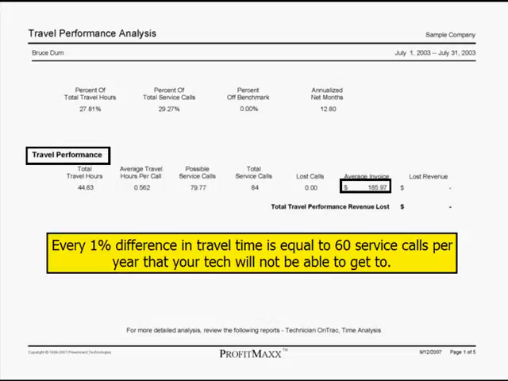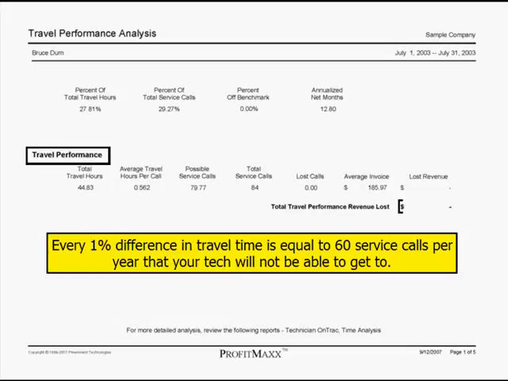Next, the average invoice is that technician's actual average invoice per billable service call. Bruce's average invoice was $185.97. So now we come to the lost revenue. The lost revenue is the number of lost service calls multiplied by this technician's actual invoice. These are real dollars left on the table. ProfitMaxx will always highlight this value in the travel performance revenue lost field.